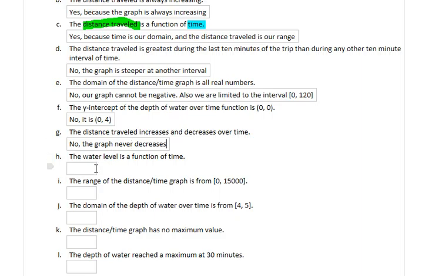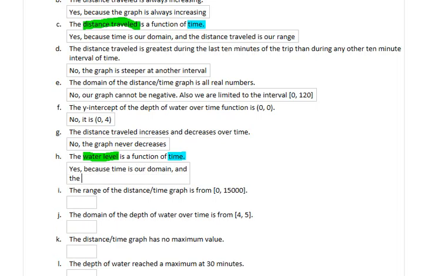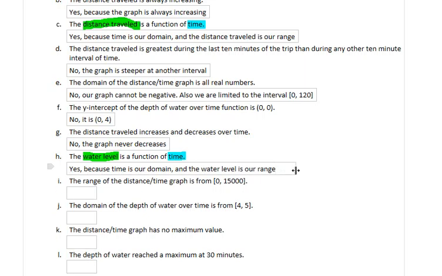The water level is a function of time. Let's use our colors again, because I think that works out really well. Here is our input, and here is our output. The water level is a function of time. Yes. Yes, it is. Yes. It just is. We can say here, because time is our domain, and the water level is our range. Cool. That's done. That was easy.